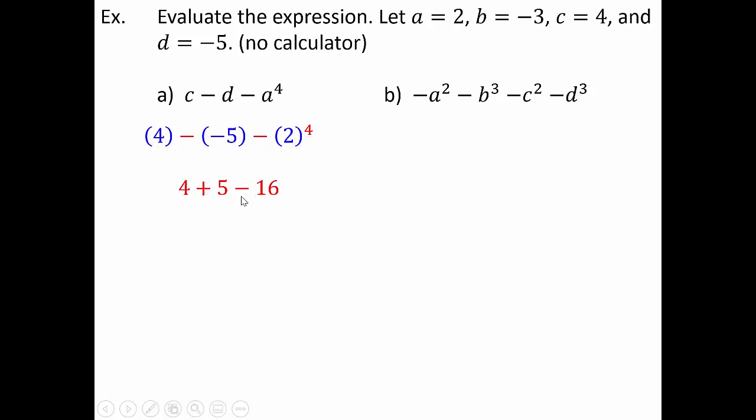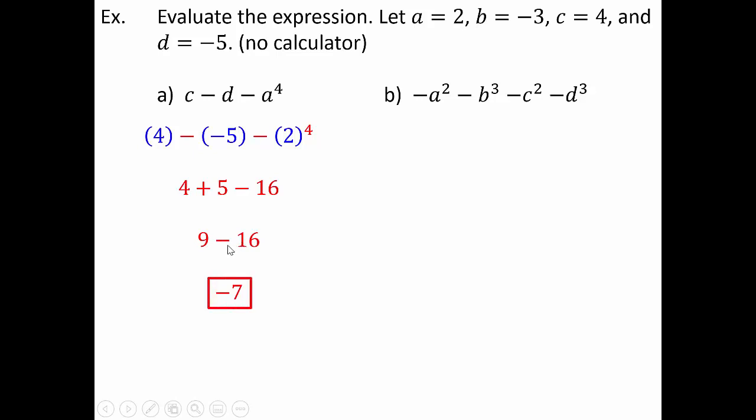I'm just going to do addition and subtraction from left to right technically, but as long as you keep the 4 as a positive, the 5 as a positive, and the 16 as a negative, you can actually add and subtract in any order. It's just rule of thumb, if you don't know where to start, go from left to right. In this case, I'm going to combine the 4 and the 5, which gives us 9. 9 minus 16 gives us negative 7.